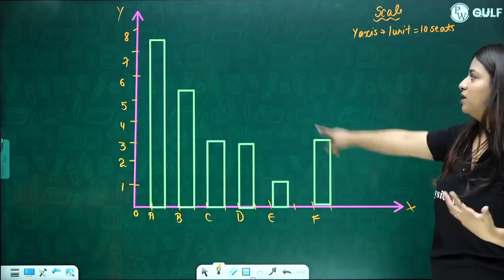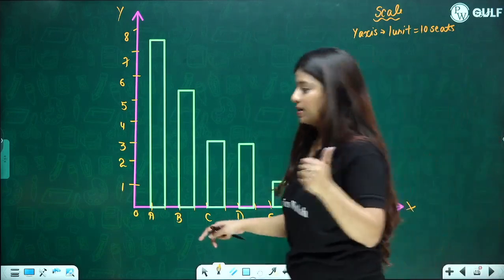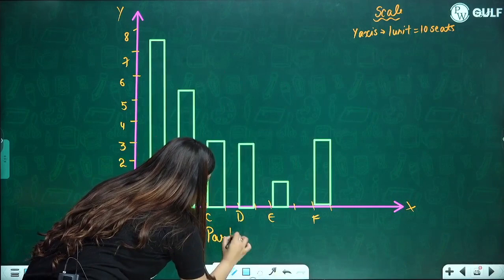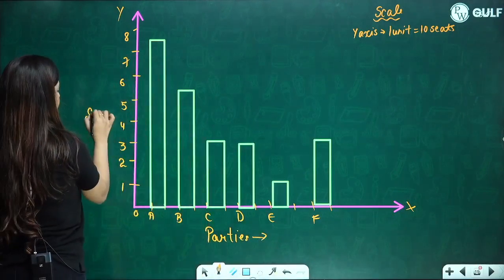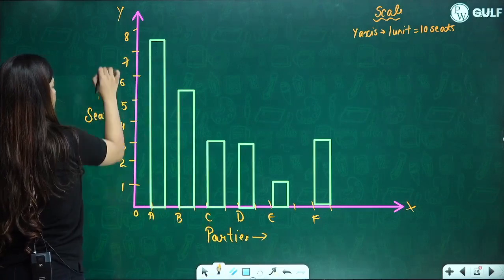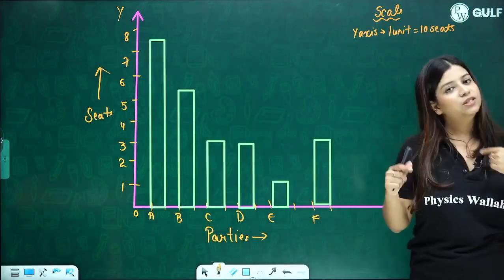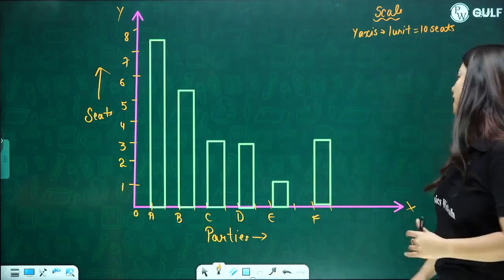So you have to mention the x-axis and y-axis, what you are taking on each. What you have taken on the x-axis is parties. What you have taken on the y-axis is number of seats. And what you have taken on the y-axis as a unit, you have to write it down. Clear? So this all ends up as your bar graph.